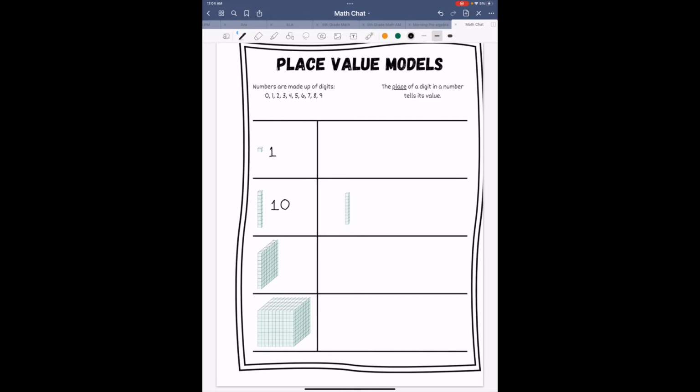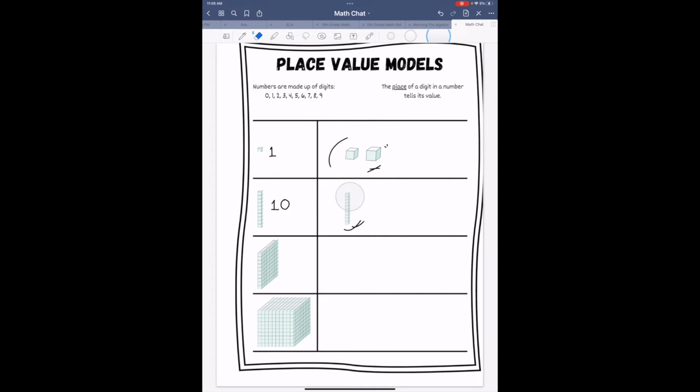So 1 of these blocks is worth 1, but let's say we have 2 of those 1 blocks. We have 2 of those ones place blocks and 1 ten. If we were to count these blocks, we would say 10, 11, 12. So the number is 12. This is the ones place, it's worth 2 blocks. This is the tens place, it's worth 1 ten block.